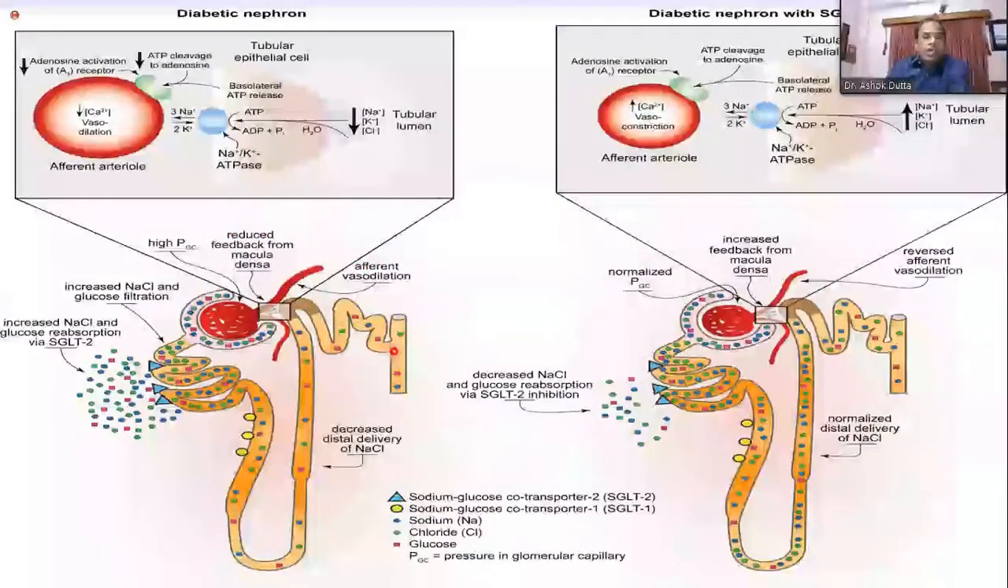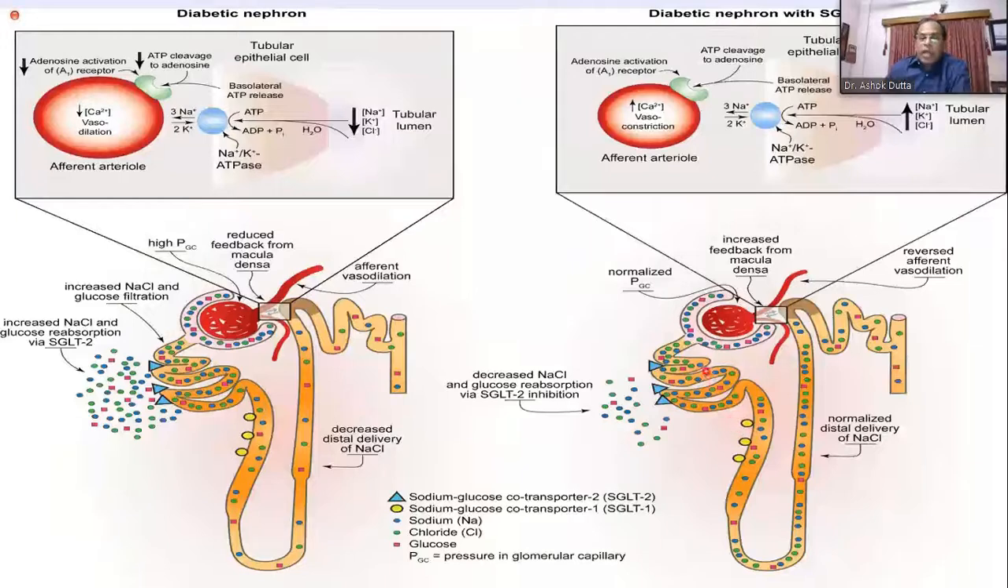So that is the effect of the SGLT inhibitor. This is the diabetic nephron, and this is the diabetic nephron with an SGLT inhibitor. SGLT inhibitor in the proximal convoluted tubule reduces the absorption of glucose by about 90% and sodium by about 10%. So a larger amount of sodium and glucose goes into the tubules and is excreted. That produces the diuretic effect, the natriuretic effect.